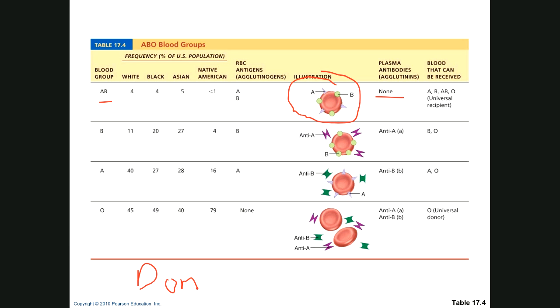Now, your own cells are not going to be destroyed because you have enough plasma to kind of water out their antibodies. So, type AB blood is considered the universal recipient. They're not going to die no matter what kind of blood you give them. Type B blood has B antigens on it, B kill me flags. So if you have type B antibody, it's going to destroy those recipient cells. So you can give anti-A antibodies. So you can give a person type B blood or type O blood.